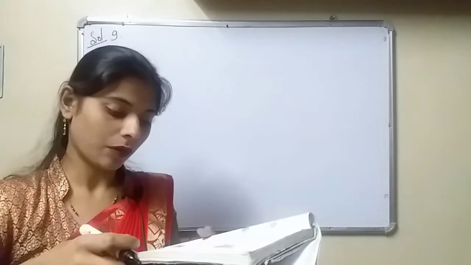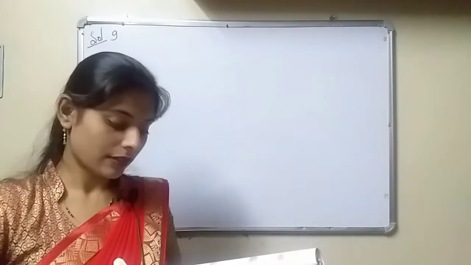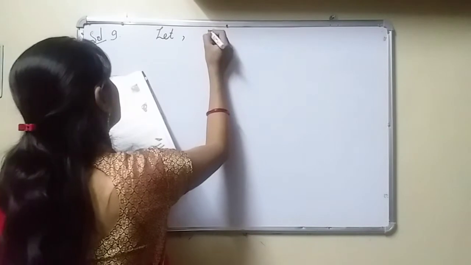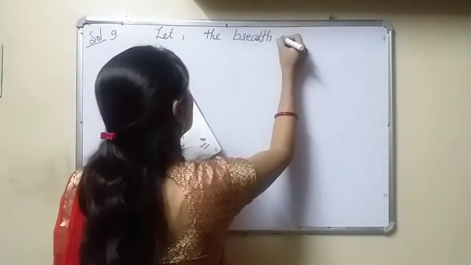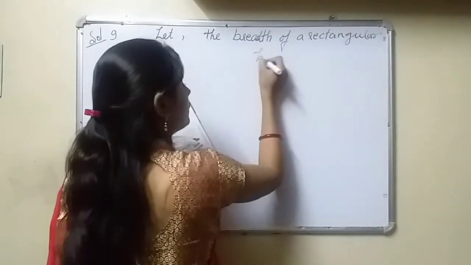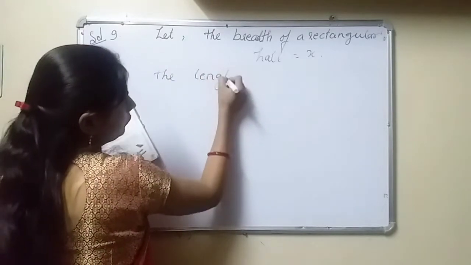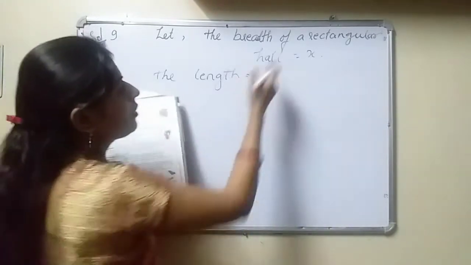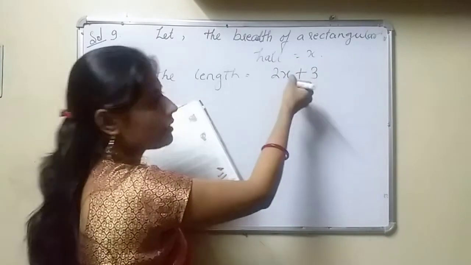Now see question number 9. The length of a rectangular hall is 3 meters more than the double of its breadth. If its perimeter is 66 meters, what is its length? So see, let the breadth of a rectangular hall be equal to x. Now see, what is the length given here? Length is given as 3 meters more than the double of its breadth. Double of its breadth, that is 2x, plus 3 more than that, it will become 2x plus 3.